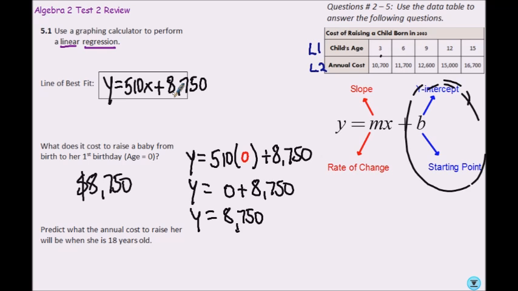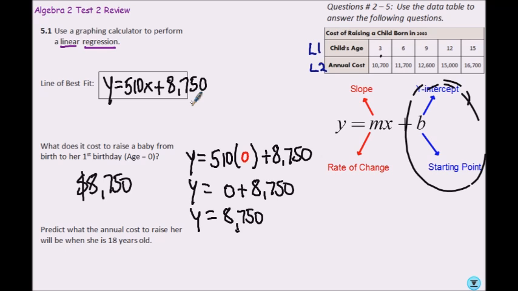when she's 18. So this is where, if you look at our table, it stops off at 15. So now what we're going to do is use the equation we came up with to make a prediction. And this is what's referred to as extrapolating. An extrapolation is where you're given a certain range of numbers, and what we want to do is make a prediction for something outside of that range of numbers.